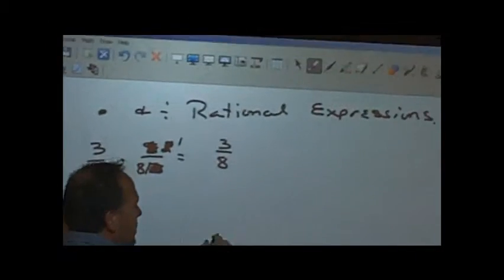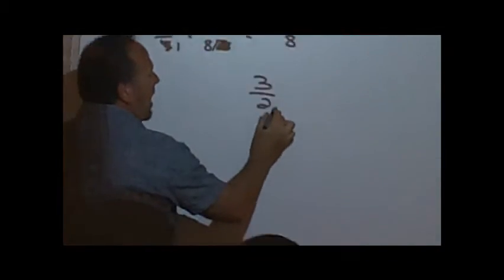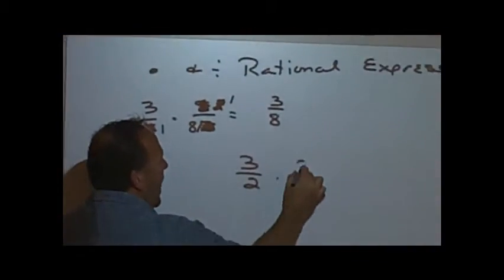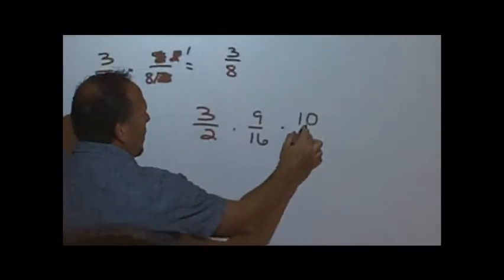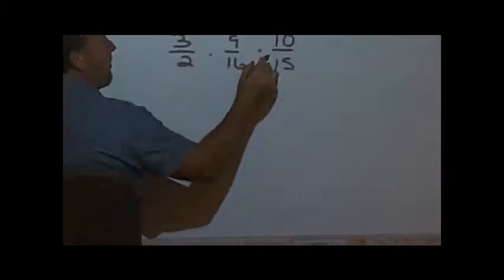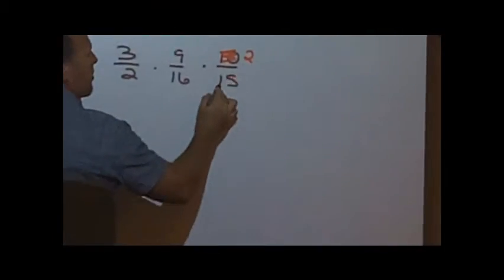Okay, now what about if I have this? 3/2 times 9/16 times 10/15. Okay, yes, if you want to multiply straight across, you could, but again, you're going to get big numbers, which are hard to reduce. So therefore, what can I do instead? What can I reduce? The 10 and 15. So what am I going to take out of both? A 5. So that would make this a 2. This would make this a 3.